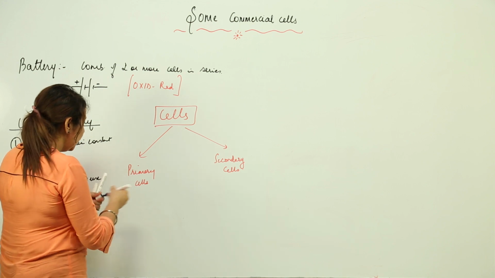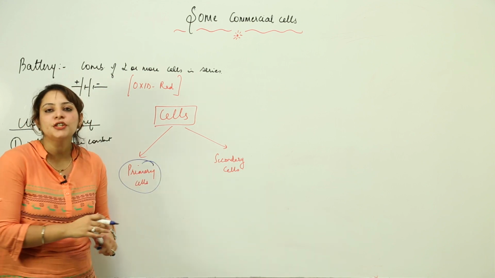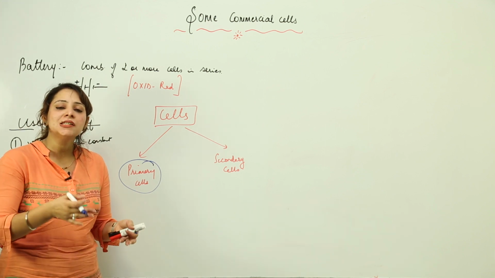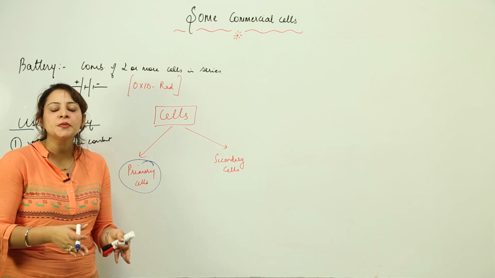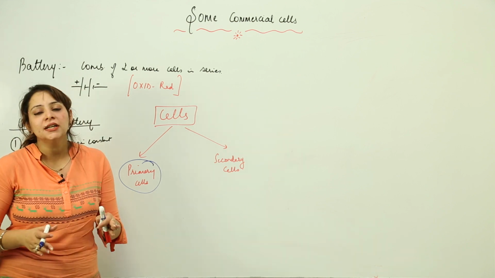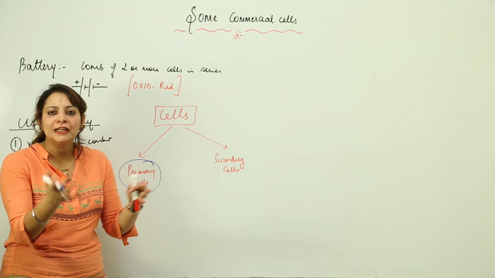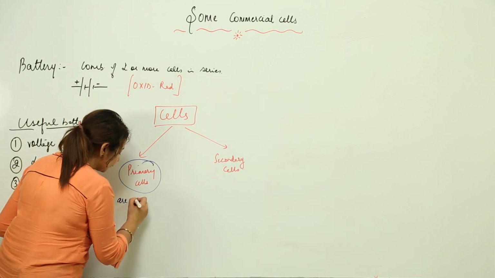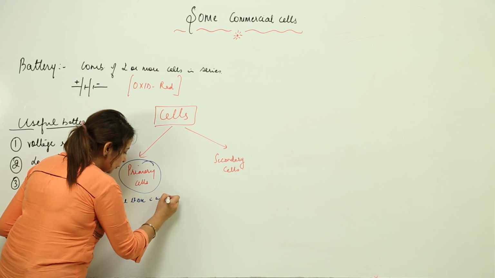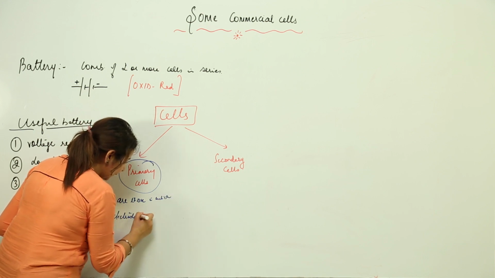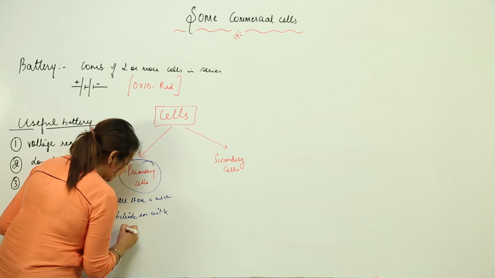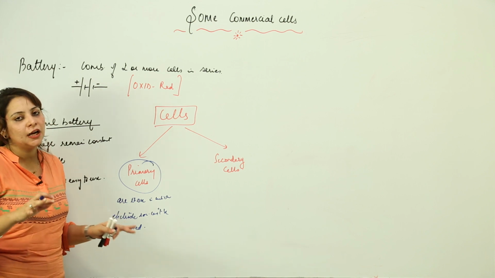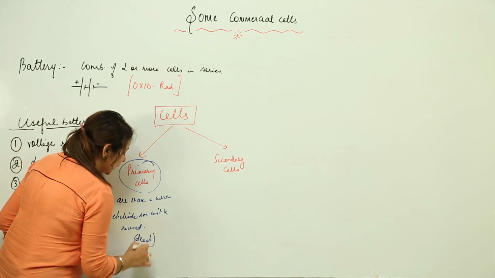Primary cells are ones that cannot be recharged. That means a spontaneous reaction occurs in them, and as soon as the reaction stops, the cell becomes dead, and no external energy can reverse those reactions or make the cell work again. So I will just write here that primary cells are those in which electrode reactions can't be reversed. Once the reactions are finished, the cell ultimately becomes dead and we cannot recharge it.